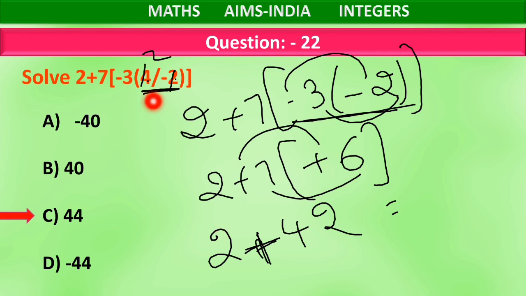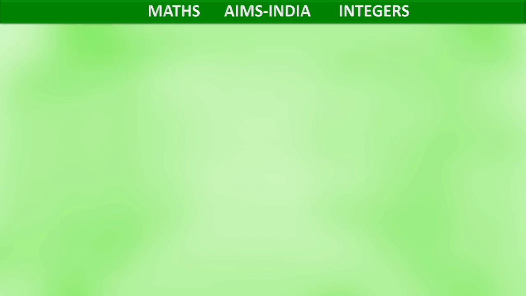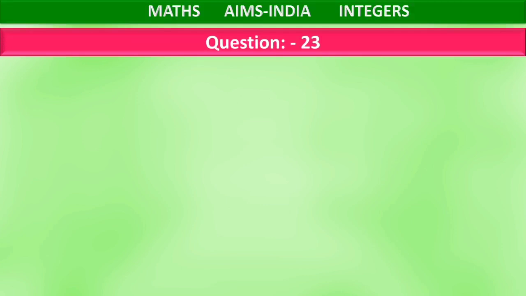42 plus 2 is equal to 44. Brackets mean multiplication here. Was that clear, class? Okay. Next question, number 23.